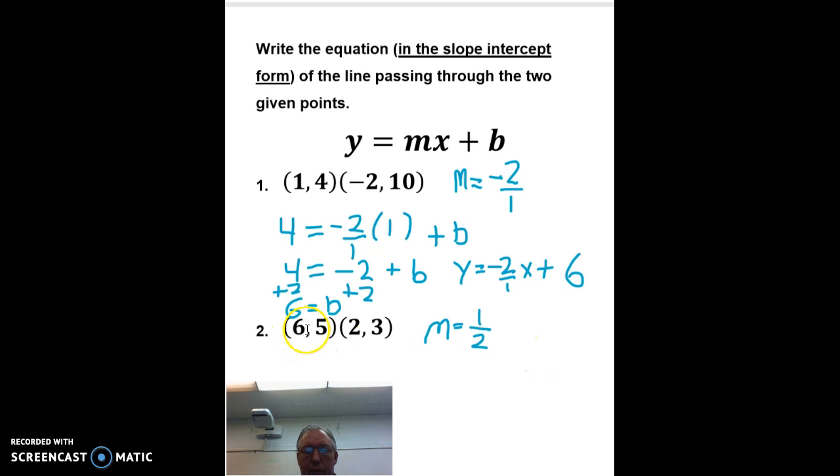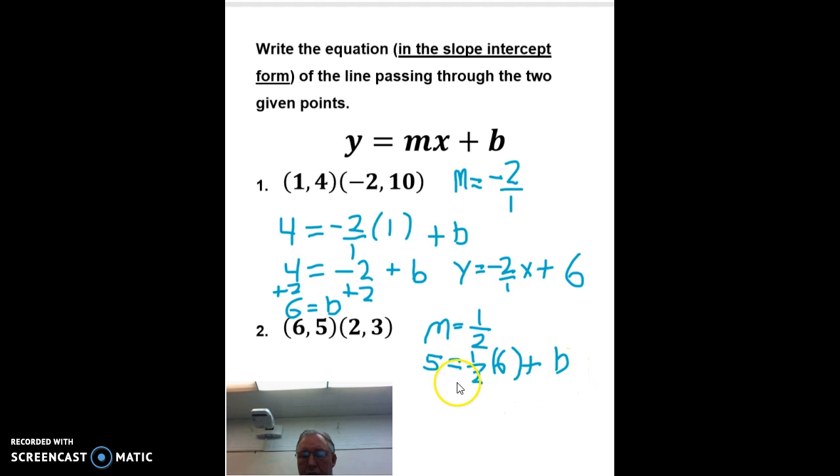Let's do it again for the next 2 points that we have, for the line passing through these 2 points. Again, we found the slope is 1/2. Let's go ahead and use the first 2 coordinates just like we did before. The y would be 5. Equals 1/2 is the slope. X is 6 this time. Put that in parentheses just so it makes it more clear. And then we say plus b.